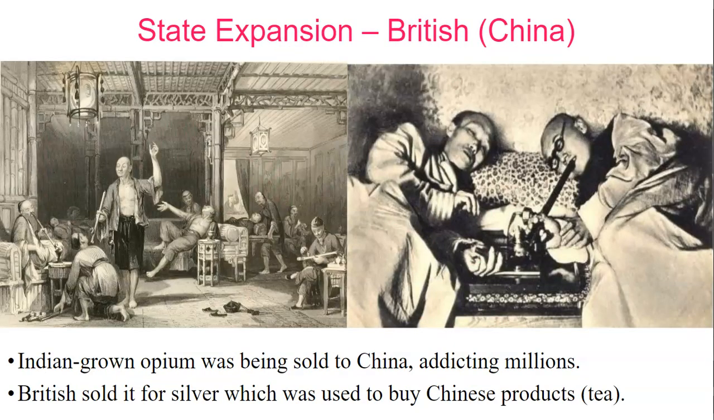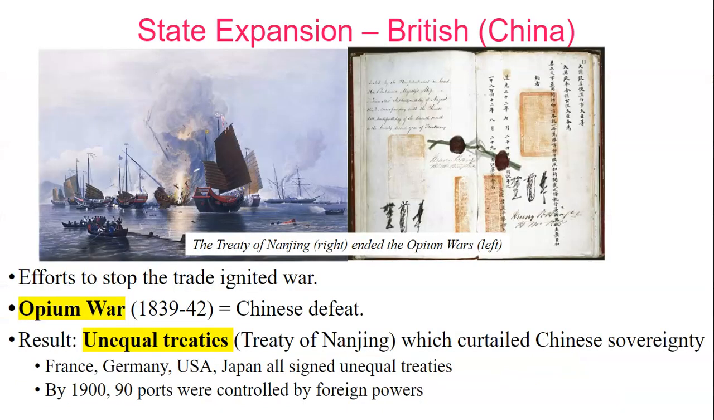All right. Now we talked about opium. So we're leaving India. We're going to go to China. The opium was grown in India. It was being sold to China, of course, addicting millions of people. The British would sell the opium for silver, which was then used to give back to the Chinese for tea. So it was this ongoing circle of, I will give you opium, you give me silver, I will give you silver, and you give me your tea. Because as we know, the British love tea.